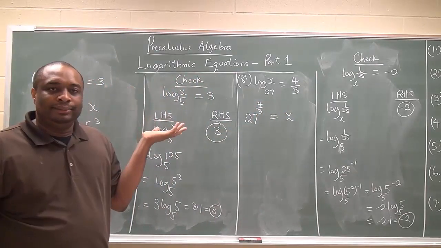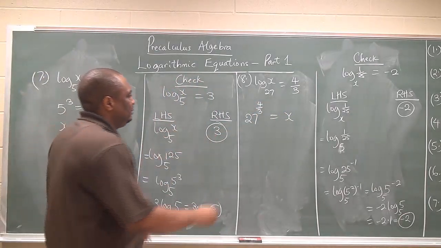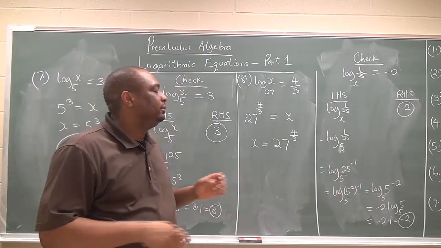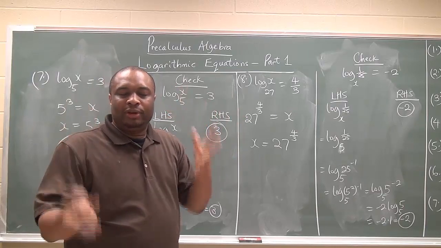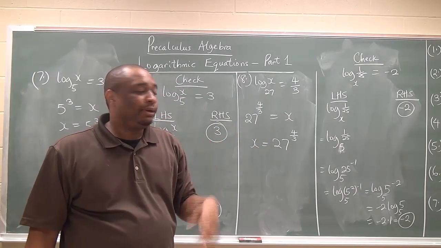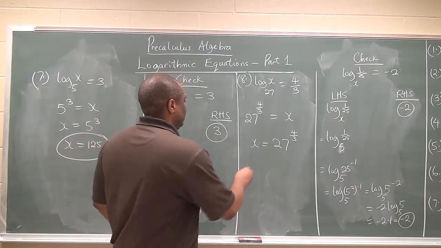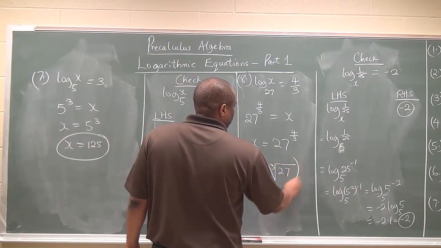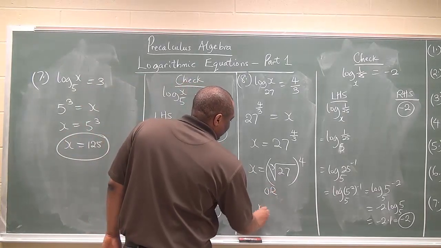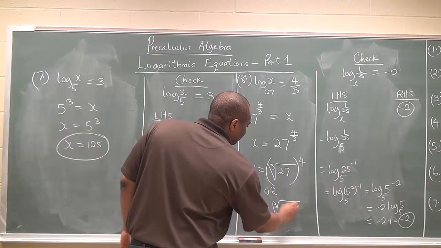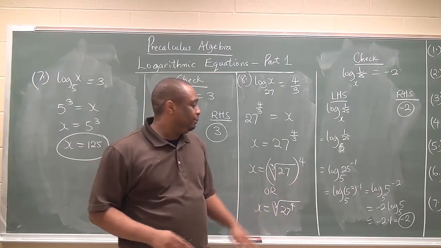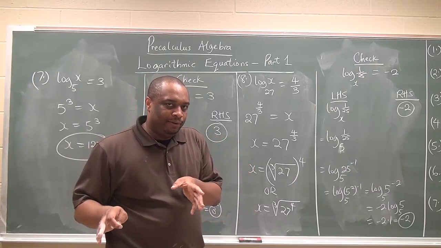Now, there are two ways you can do this. x will be equal to 27 exponent 4 over 3. One of the laws of exponents I taught is fractional exponents. So you can go ahead with that law of exponents. This becomes the cube root of 27 raised to the power 4. Or some people might have it this way: x is equal to the cube root of 27 to the 4. They first do 27 times 27 times 27 times 27, and then they find the cube root.